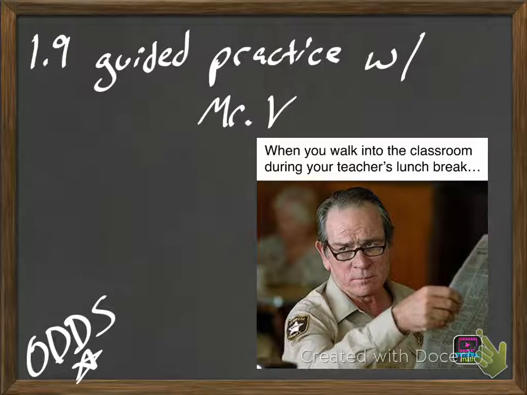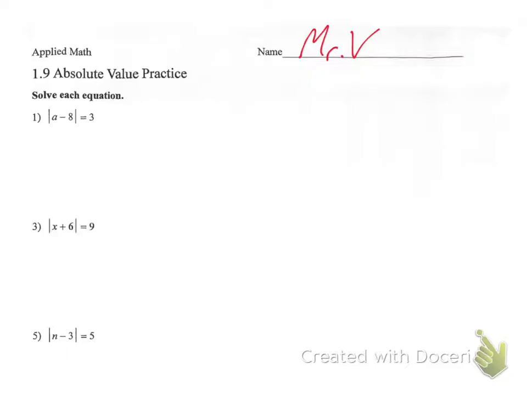This is the 1.9 guided practice with Mr. V, and this one is about doing absolute values in algebraic equations. So we have absolute values.